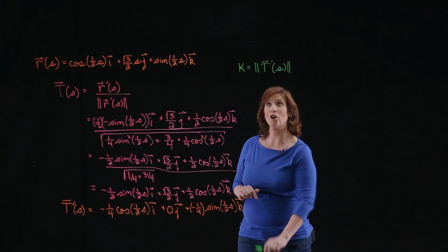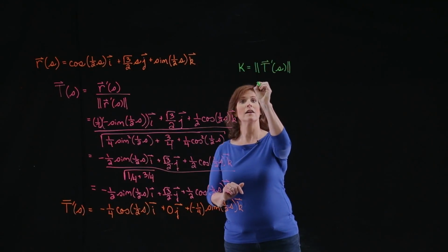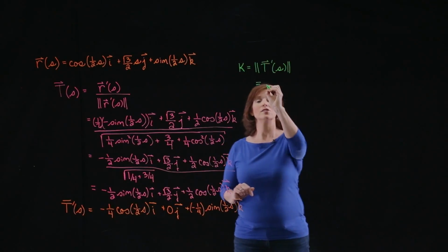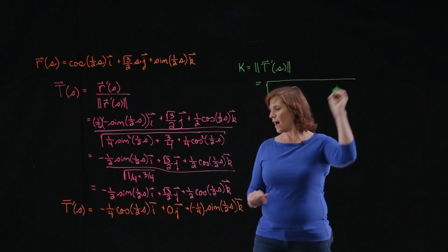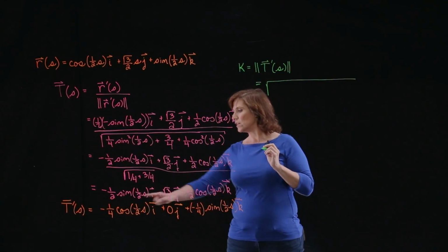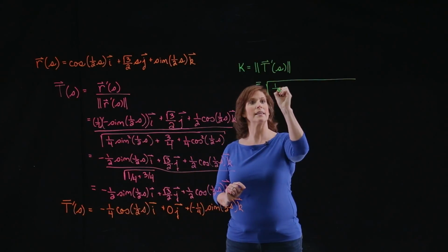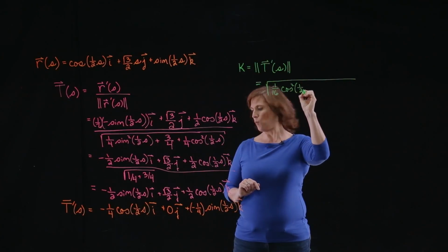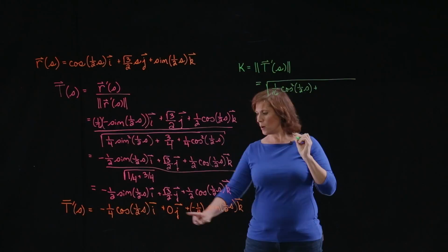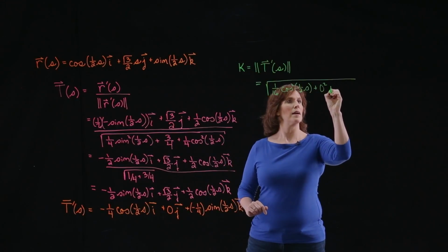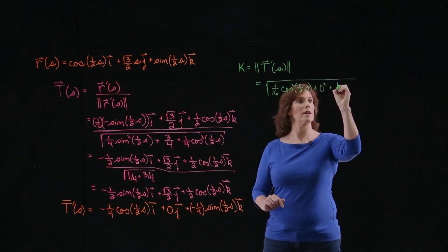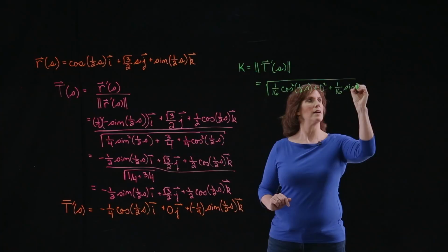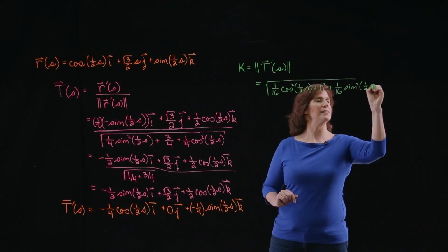Now I'm ready to actually get the curvature. The curvature is going to be the norm of that derivative that I just calculated. So I'm going to have the square root of each of these pieces squared. So I'm going to end up with 1/16 cosine squared of 1/2 s plus 0 squared plus 1/16, because I'm going to square it, sine squared of 1/2 s.